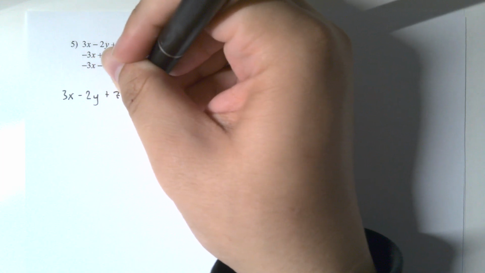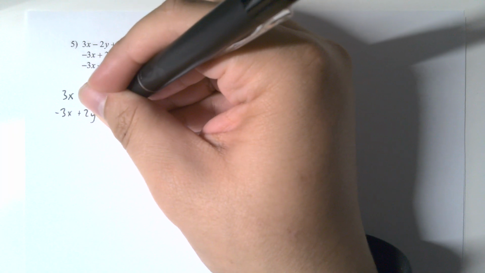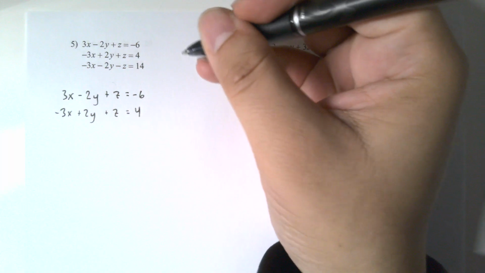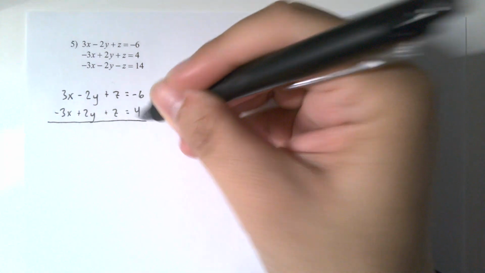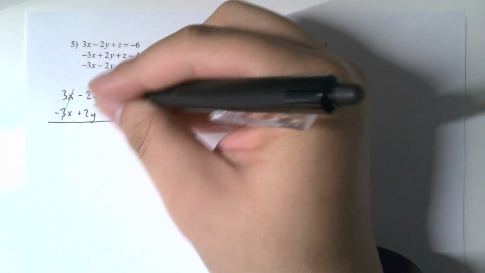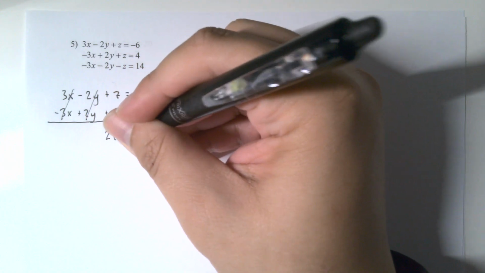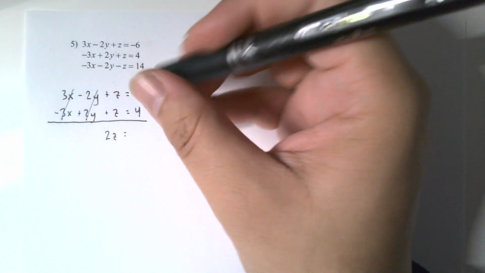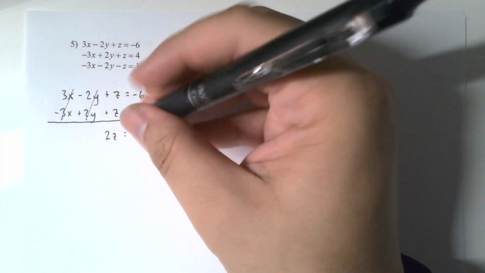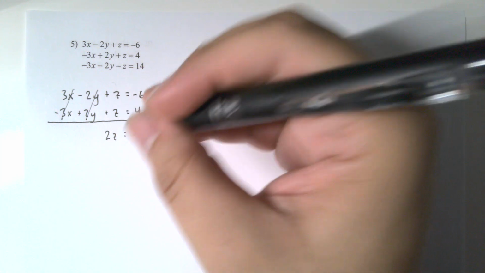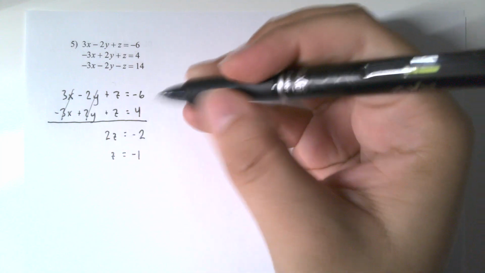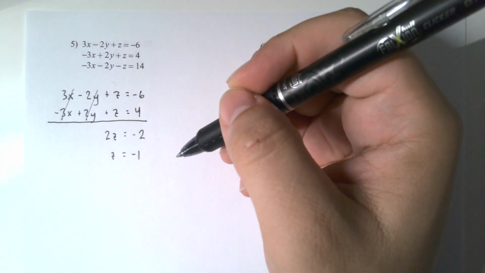We have 3x minus 2y plus z is equal to negative 6. And we have negative 3x plus 2y plus z is equal to 4. If we add these together, x's will cancel, y will cancel, and we just have z plus z, which is 2z, and that's equal to negative 6 plus, sorry, negative 6 plus 4, which is going to be negative 2, which tells us that z, if we divide by 2 on both sides, z is equal to negative 1.